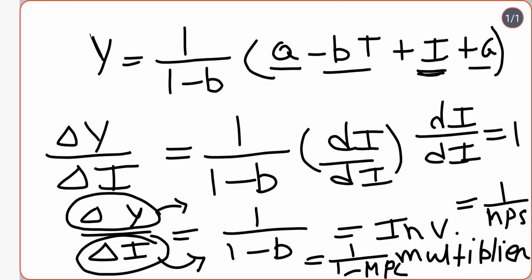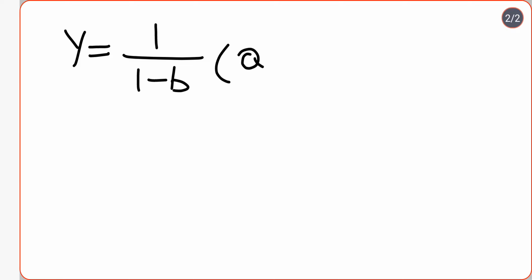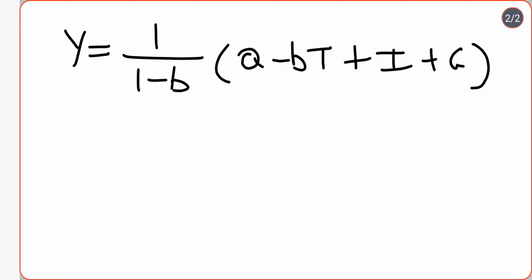Now if I want to determine the tax multiplier, let me write the entire term again. 1 by 1 minus b into a minus bt plus I plus g. If I want to determine the tax multiplier, then I have to find the impact of tax on the income. That is the change in income, del y, due to change in tax, del t. So I am trying to find this.